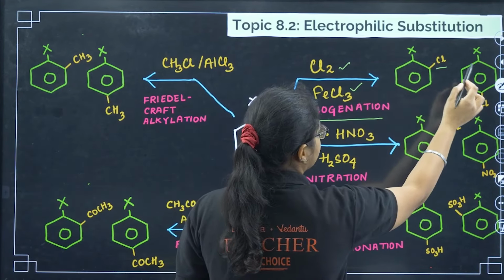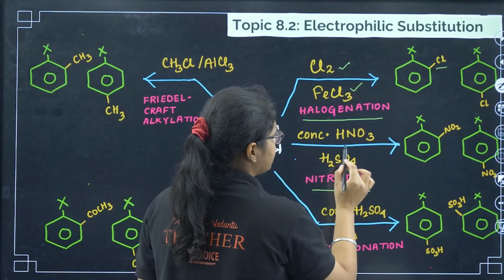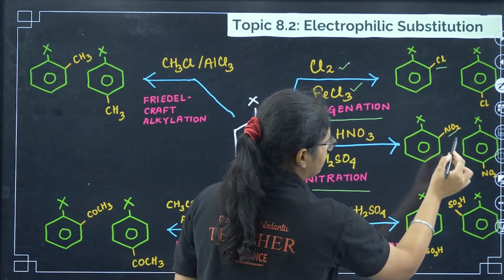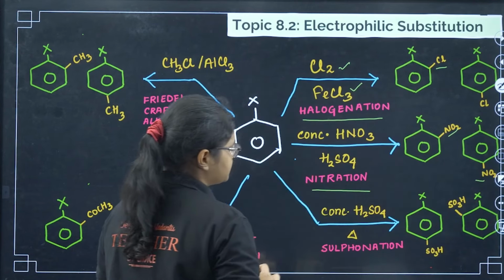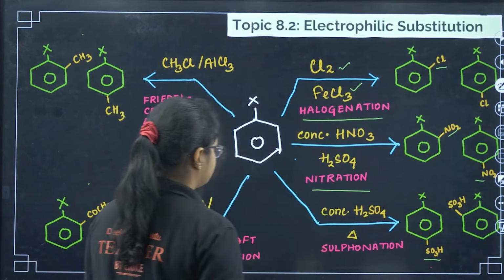The substitution will be at ortho and para. Okay, then for nitration you have concentrated HNO3 and H2SO4, so a nitro group can be added at the ortho and para position. Then for sulfonation, concentrated H2SO4 again, at the ortho and para position.